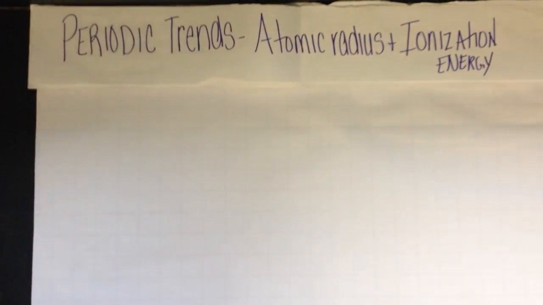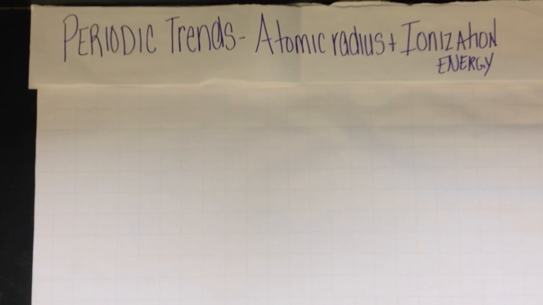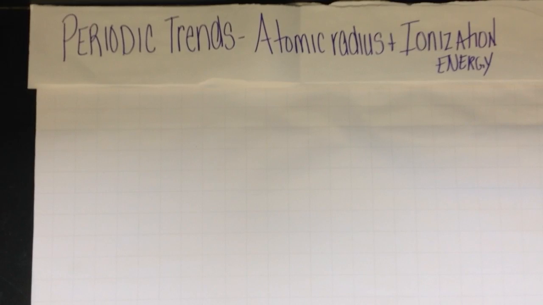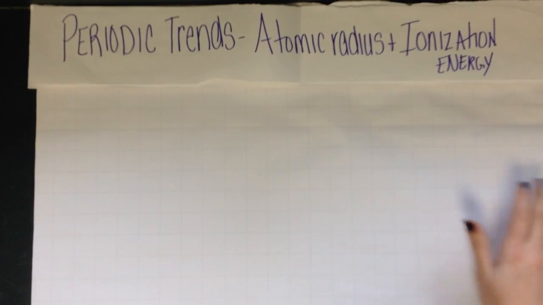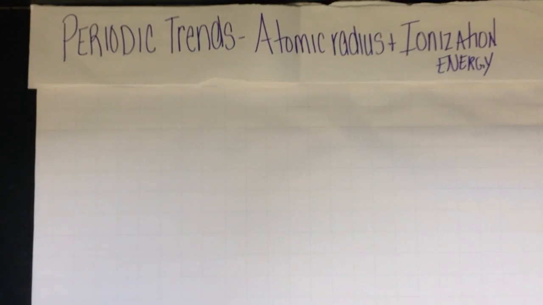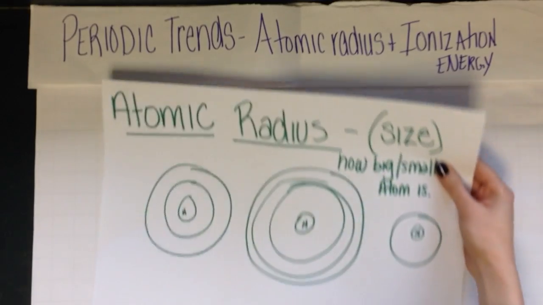The periodic table has many patterns, or another way of saying it is many trends, that occur going across a period, which is going this way, also called a row, and going down a group. There are also many other trends we've studied before, such as sides of the periodic table, for example, metals and nonmetals. But we're going to talk about two specific trends today, atomic radius and ionization energy. So let's start with atomic radius.